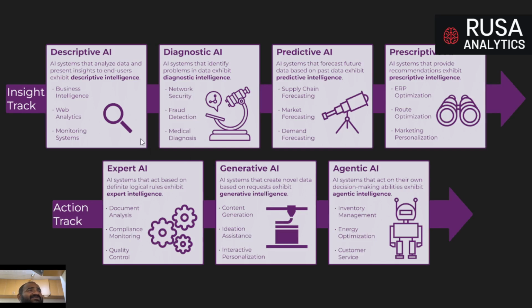And these are all different insight tracks and action tracks that we use with AI. One is descriptive AI, then diagnostic AI, predictive AI, prescriptive AI, expert AI, generative AI, and agentic AI. Each has its own in-depth analysis or diagnosis. I'll share the snippets also so that you can have a look.